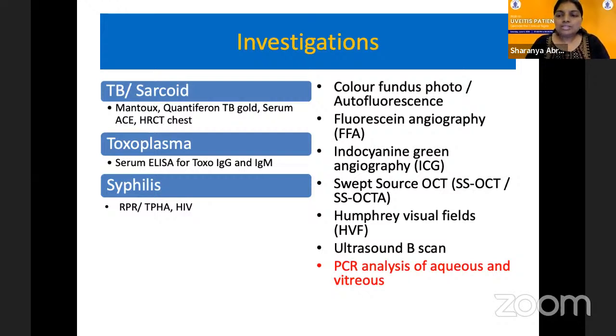So what investigations do we do in a patient who's diagnosed to have choroiditis? TB and sarcoid must be ruled out. These are a few of the tests that we can do. Toxoplasma, if it is a suspected retinochoroidal lesion, and syphilis. These are a few ancillary investigations that we do where warranted. PCR analysis of the aqueous and vitreous must be done to rule out infectious etiologies.